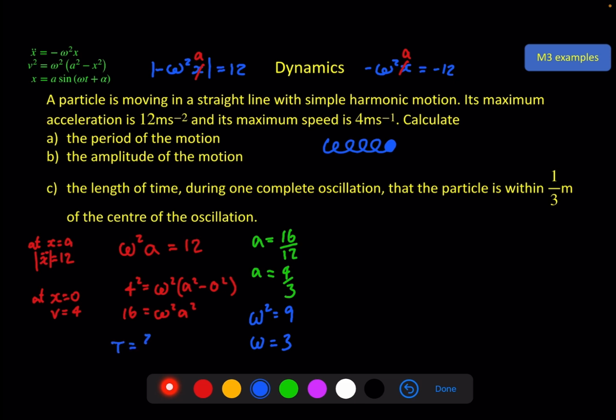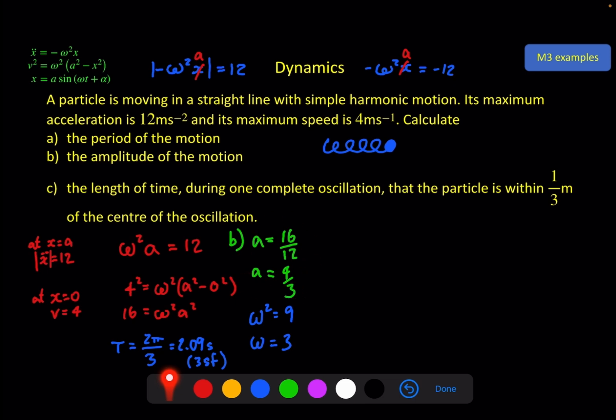This gives us our period. T is equal to 2 pi over omega, which is 3, so that's it, 2 pi over 3. Or if you prefer decimals, 2.09 seconds to 3 significant figures. Part B, the amplitude of the motion. Well, I've already done that. That seems strange that they're asking for that afterwards. I guess you could solve these two for omega first without finding a, but that seems a little bit strange to me. Anyway, we've already done that.